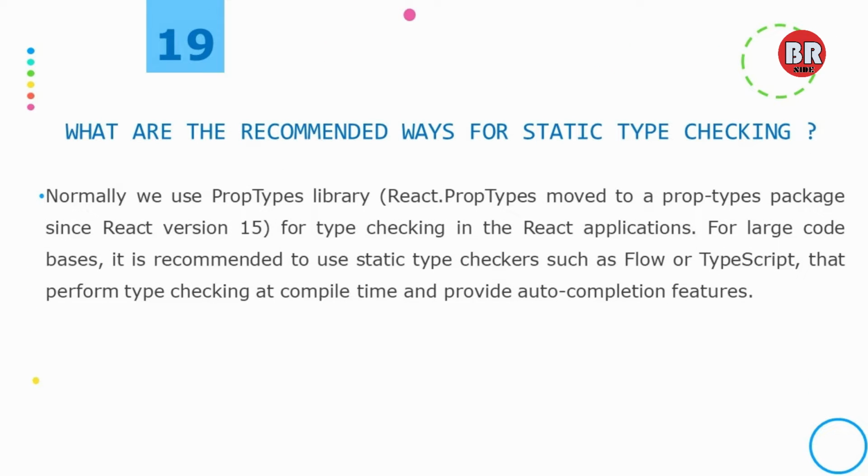What are the recommended ways for static type checking? Normally we use the PropTypes library. React.PropTypes moved to a prop-types package since React version 15.5, for type checking in React applications. For large code bases, it is recommended to use static type checkers such as Flow or TypeScript, that perform type checking at compile time and provide auto-completion features.